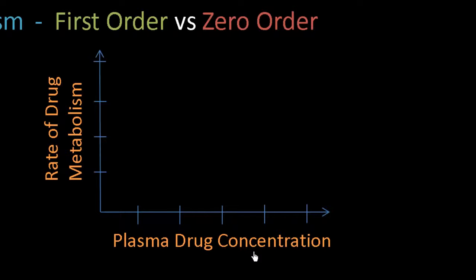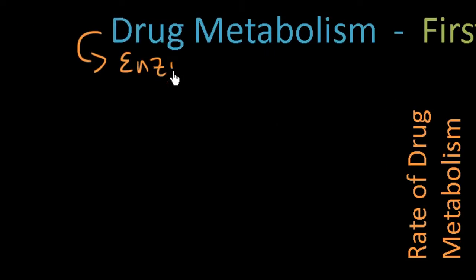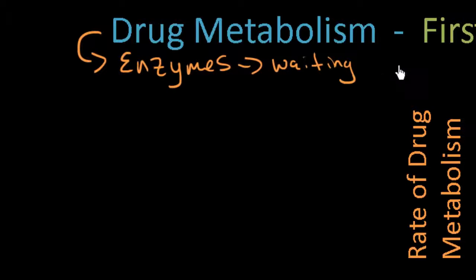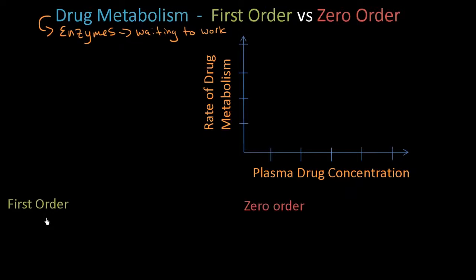So before we go any further, I need to implant an idea in your head. And this is kind of a big picture thing. We remember that with drug metabolism, we are dealing with enzymes. And these enzymes are obviously located in the liver. Now we have more enzymes typically than we need at any given moment. And so these enzymes are just sitting around and they are waiting to work. And we need to just keep this idea in the back of our head because it will help explain the differences between first order and zero order kinetics.